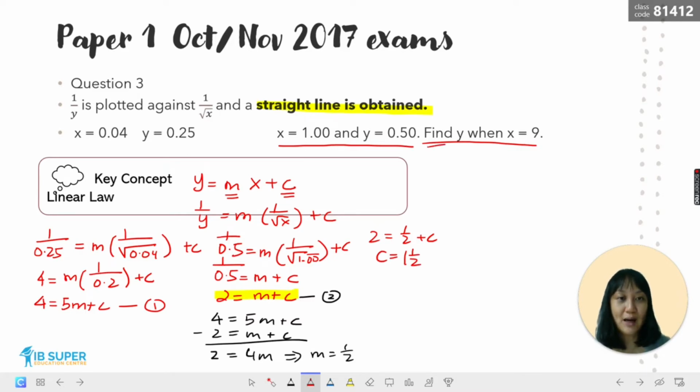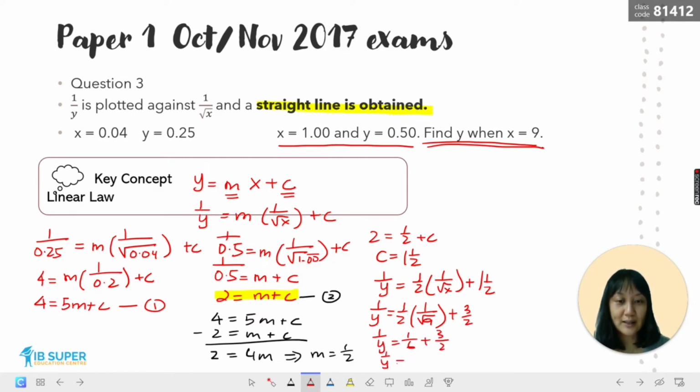Okay, to find y when x equals 9, we have to substitute the constants m and c back into the original expression. So 1 over y equals half times 1 over square root x, plus 1.5. Since y is unknown, we're going to leave it there. Half times 1 over square root 9, plus 3 over 2. Square root 9 is actually 3, so it's half times 1/3, which gives you 1/6.